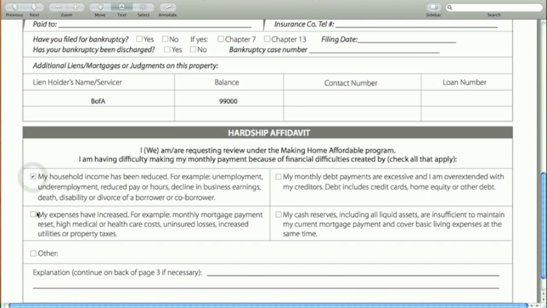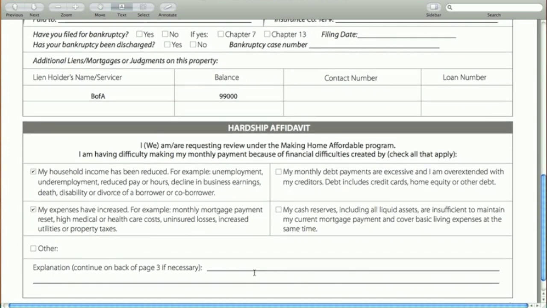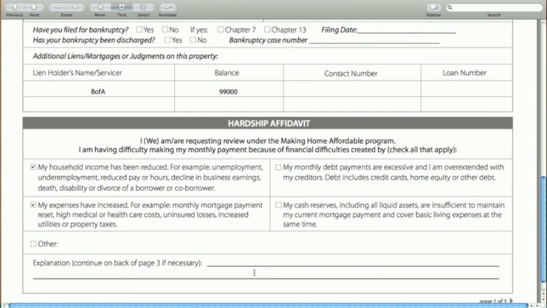Maybe your expenses have increased or your monthly debt payments are excessive. There are various different reasons why you need assistance, but you want to write a short explanation here as to why you need some help with your mortgage. And again, do the hardship letter as I stated in the previous episode: a couple of paragraphs just explaining the reason why you need assistance. So make sure all this stuff is filled out correctly and completely.